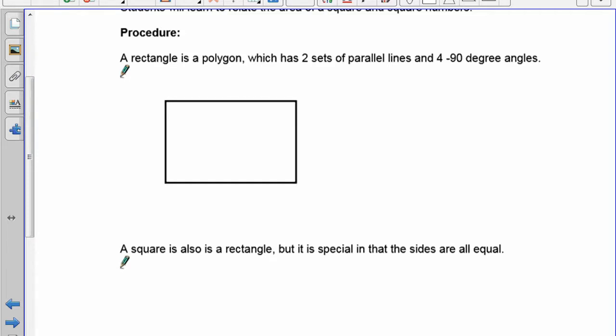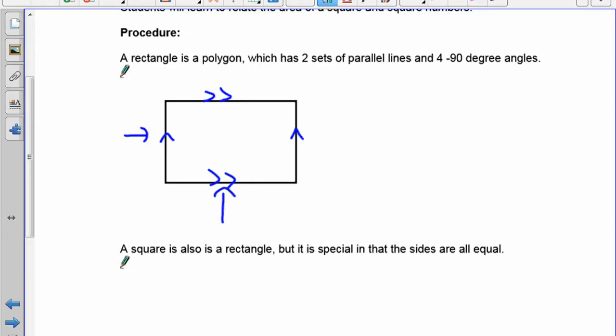Now, it says it has two sets of parallel lines. So there's one here, and one here and one here. There's also another set of parallel lines here and here. You'll notice that one of them has two embedded arrows, a little bit off because my markboard's not quite aligned yet, and two single ones. This is a single embedded arrow, that's a double.